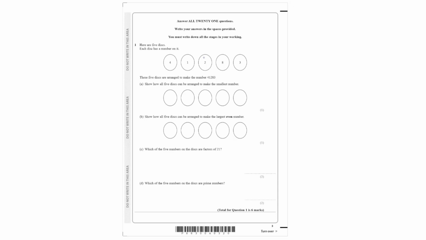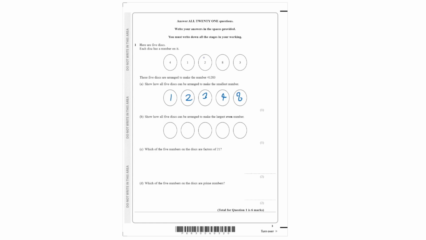Here are 5 discs. Each disc has a number on it. The 5 discs are arranged to make the number 41283. Show how all 5 discs can be arranged to make the smallest number. We simply take the smallest number, 1, and then we move on, 2, move on, 3, move on, 4, move on, 8. Moving on.